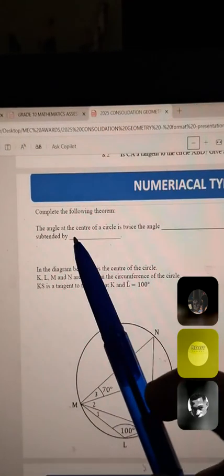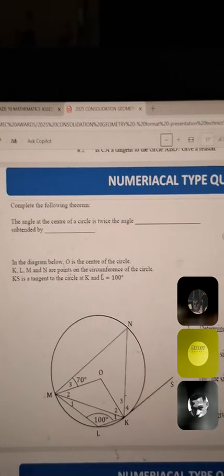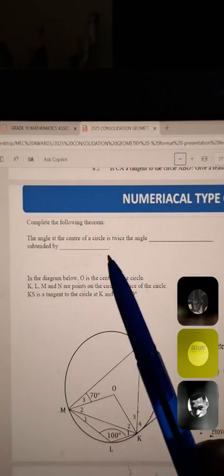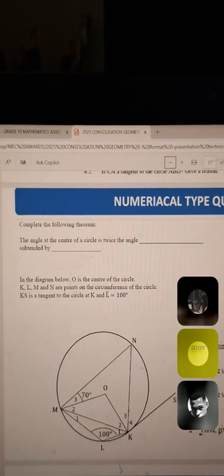Guys, what about that statement? Can you tell me very quickly? The angle at the center of a circle is twice the angle what, subtended by what? The angle at the circumference. The angle at the center of a circle is twice the angle at the circumference subtended by the same chord.